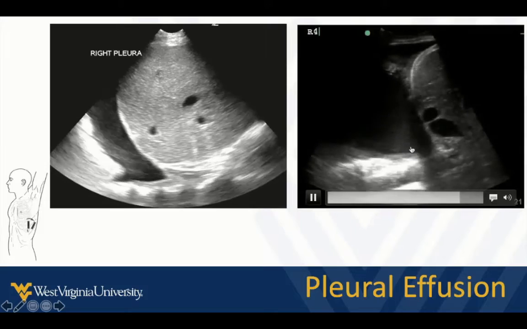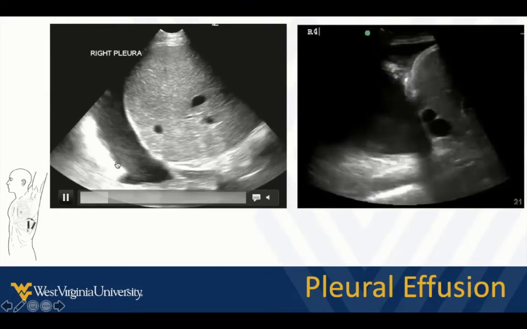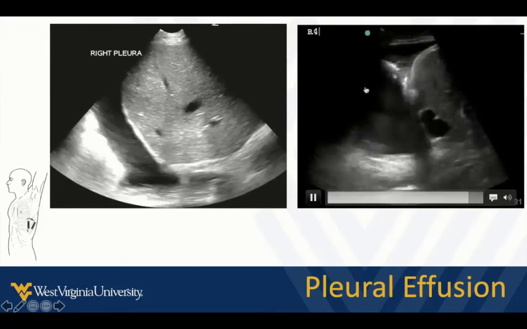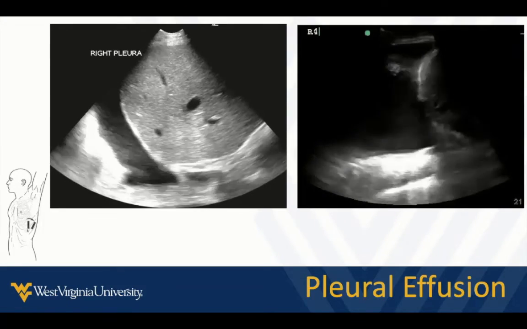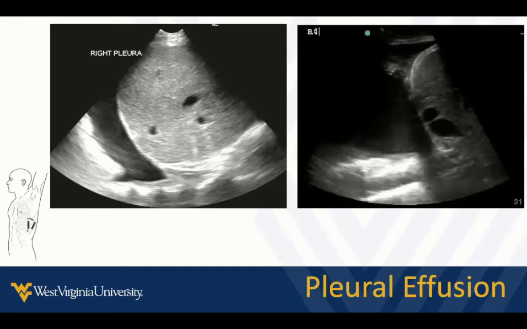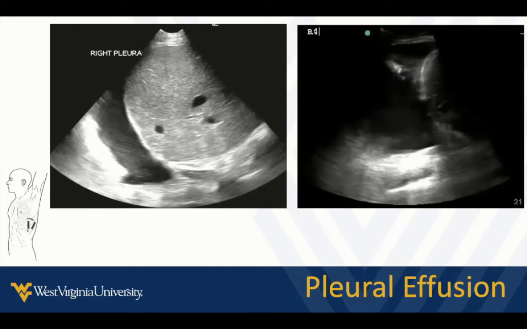So this is a large pleural effusion above the diaphragm. This is a smaller one, and here's where we actually hit the lung. We can kind of see pieces of the lung peeking in and out here. So when we go to those side views, we want to increase the depth so that we can identify pleural effusions and then try to estimate how large they are.